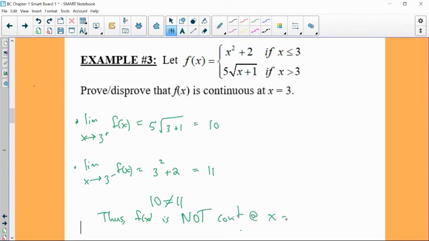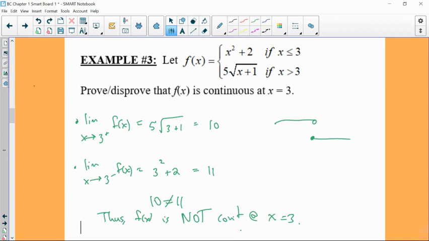at x equals 3. I've just shown that the limit from the left was equal to 11, and the limit from the right is equal to 10. So clearly they miss each other. There's a jump discontinuity. I guarantee that you'll see that on your first assessment, and it often comes up on the AP exam as one of the components of a free response question.